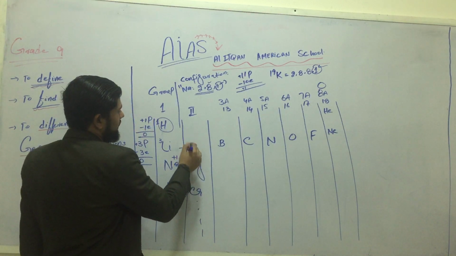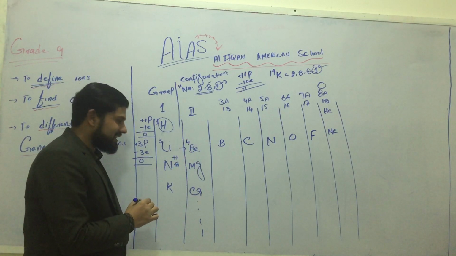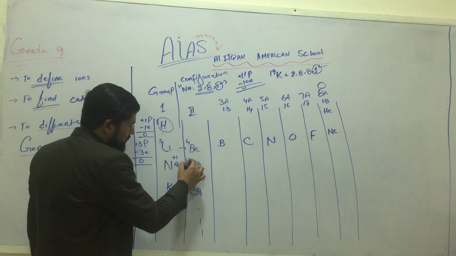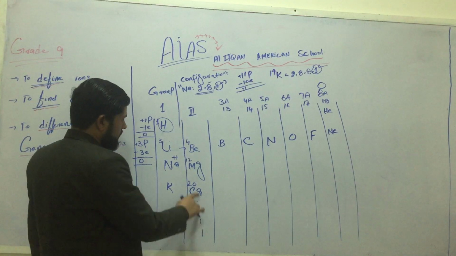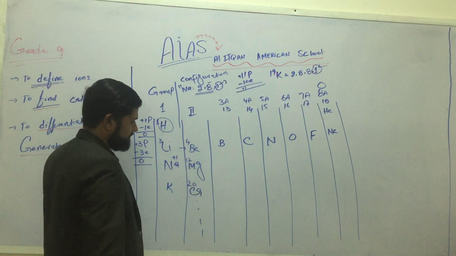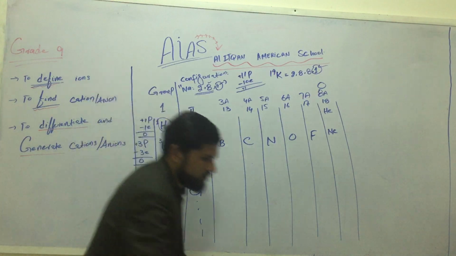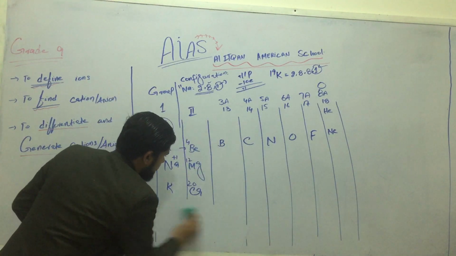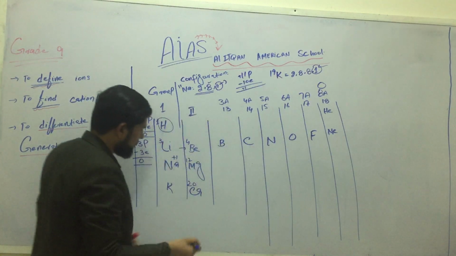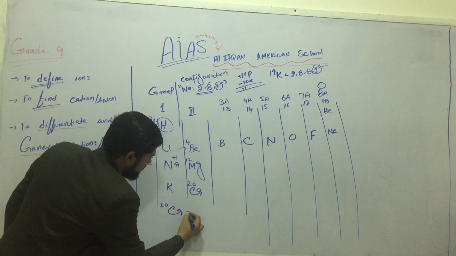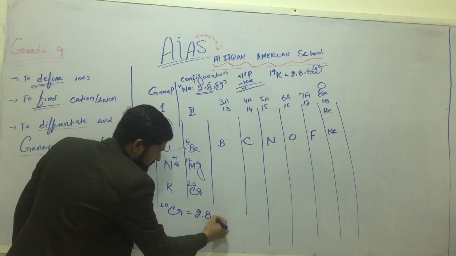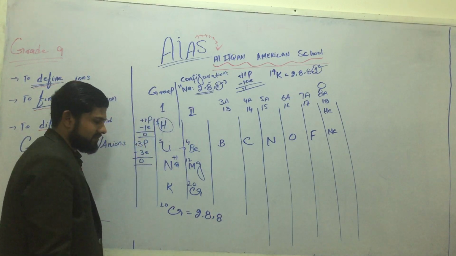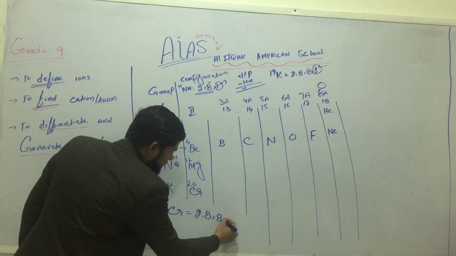Similarly, for second group, beryllium, atomic number is 4. Yes, and magnesium atomic number is 12. Calcium atomic number is 20. Let's talk about calcium. So I have to erase from here so I can show you. For calcium, a configuration would be 2 in first shell, again 8, 10, again 8, 18, but it was 20. That means here you have 2.